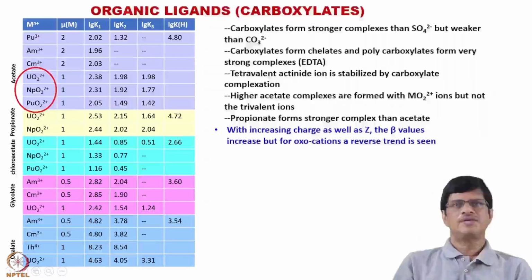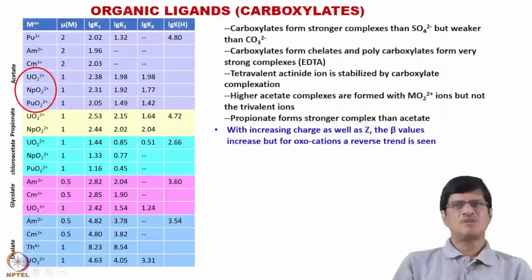So the higher acetate complex formation constants are obtained with the actinyl ion, but not with the trivalent ion, and we have just the opposite trend when you have the hydroxycarboxylates like the glycolate. Also, these tetravalent actinide ions are stabilized by the carboxylate complexation because of the higher charge.